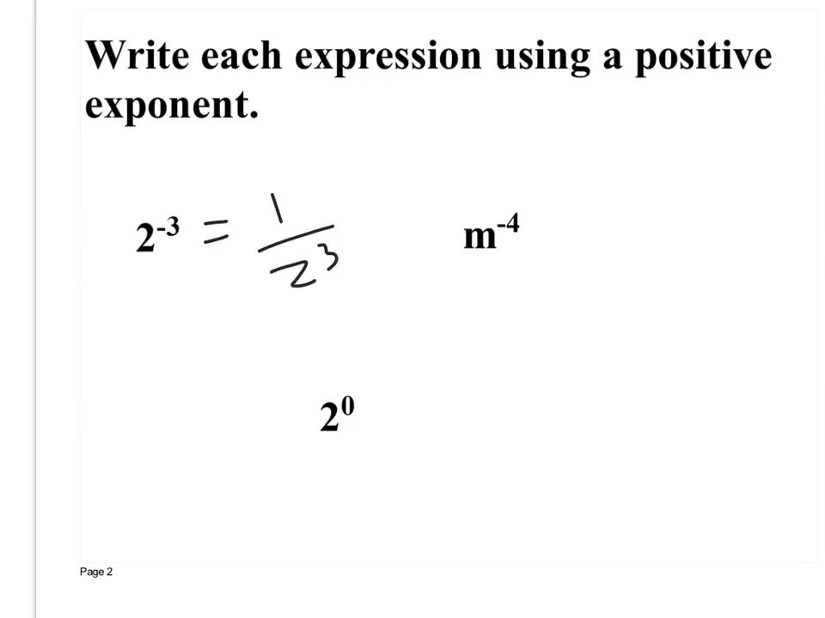In the negative 4th power, we just write 1 over m to the 4th. So the only thing you're doing is dropping the negative sign and writing 1 over that power. Is that very complicated? No. 2 to the 0 power, I just want to remind you guys what anything raised to 0 power is. It's 1. Okay? Just reminding you guys because they're going to do that to you.